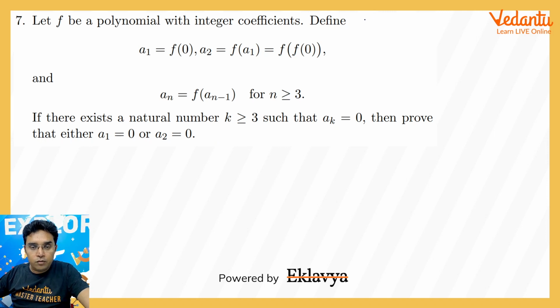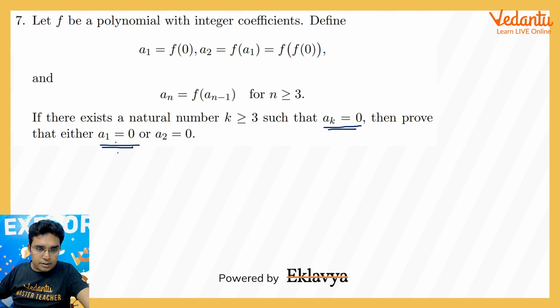This question is from one of the prestigious exams we call Putnam, from a previous year. You can check the data is slightly changed, some variables are changed, you can see what exactly the difference is. But let me make it very clear that we have to start with ak equal to 0, then we have to prove either a1 will be 0 or a2 will be 0.